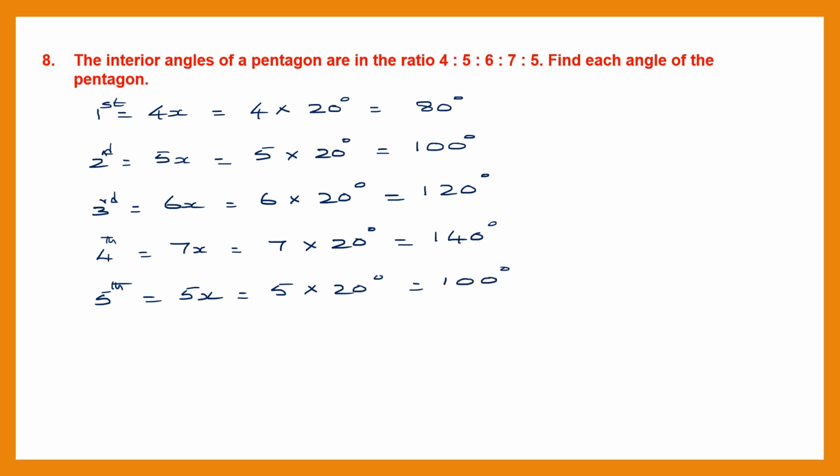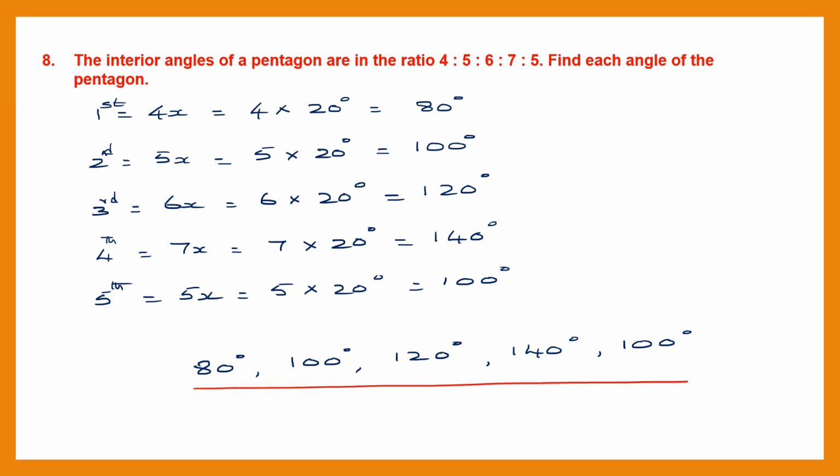So we have found all 5 angles of this pentagon. So let's write our answer clearly. 80 degrees, 100 degrees, 120 degrees, 140 degrees, and 100 degrees. So these are the 5 angles of this pentagon.